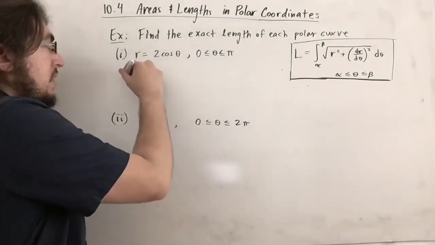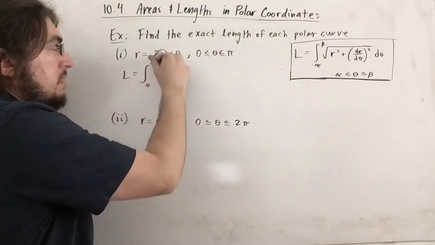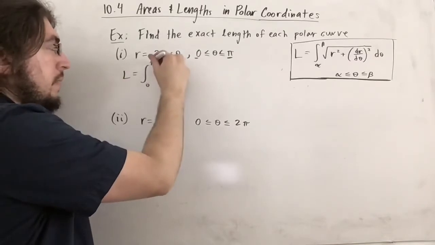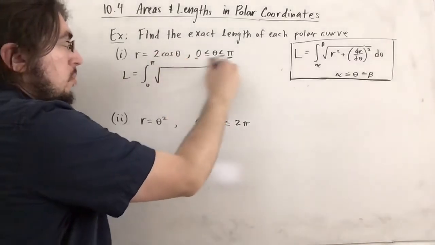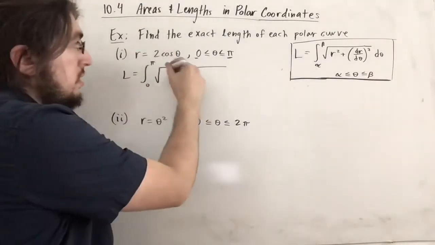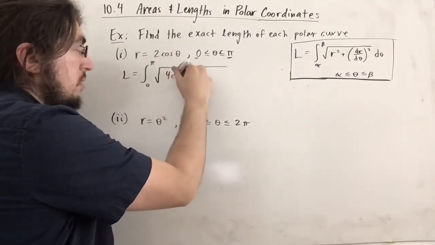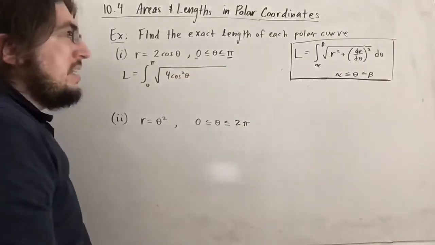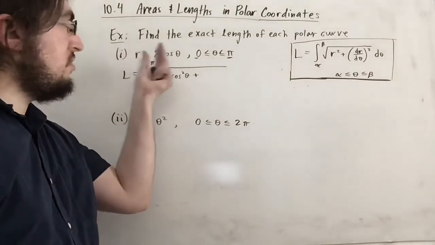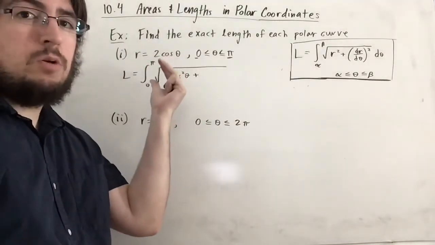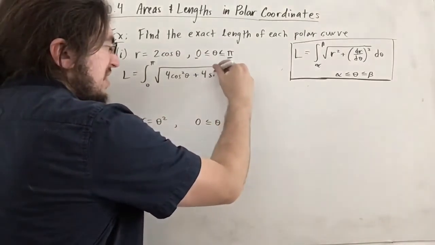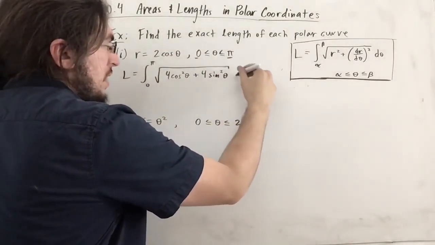So here the length is equal to the integral from 0 to pi, not 2 pi, of the square root of what? The square root of r squared, so this whole thing squared is just 2 squared cosine squared, so that's 4 cosine squared. And then we'll need plus dr d theta squared. Now what is the derivative of 2 cosine? Derivative of 2 cosine is 2 sine. Squaring that will be 4 sine squared, and then d theta.